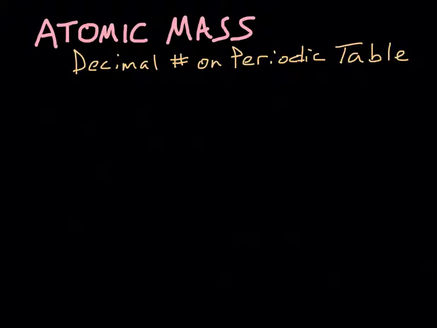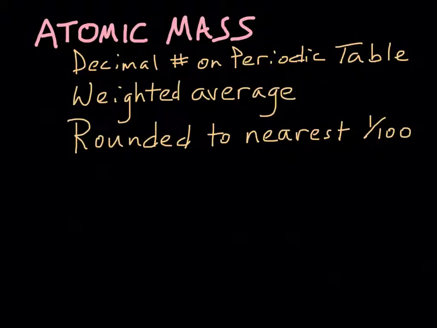The atomic mass is a number found on the periodic table. It's the decimal number. It is the weighted average of all of the isotopes of an element. This number is always rounded to the nearest hundredth, or 2 decimal places.